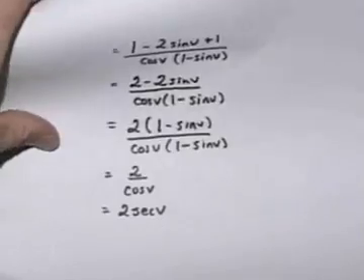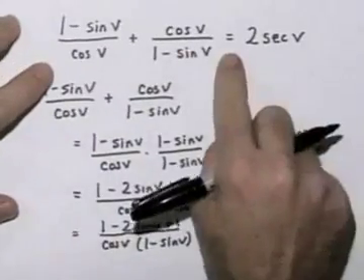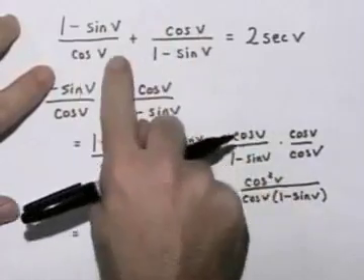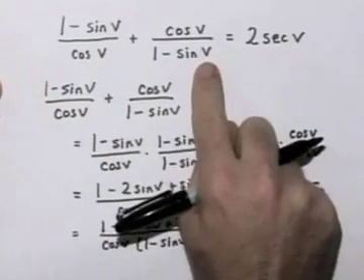So if I go back to my original equation, we've shown that this side is equivalent to 2 sec v, so we've established this identity.